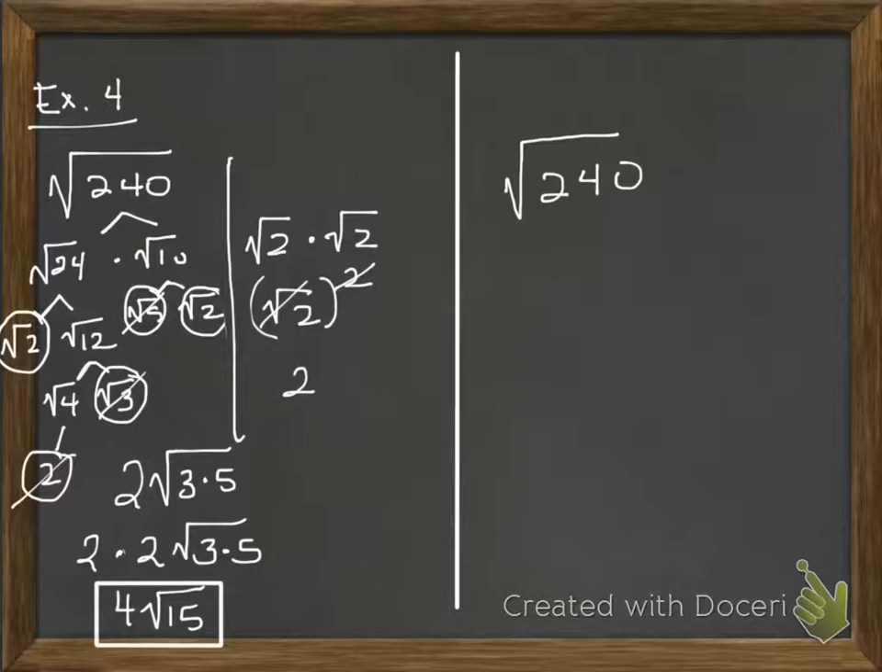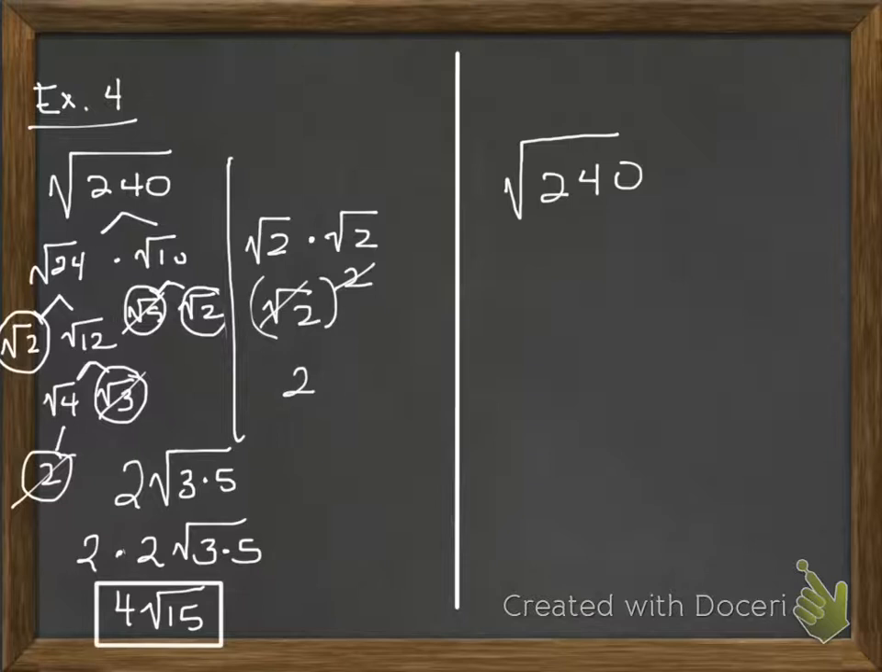Alright, so like I said, you start at 225 and you divide 225 into 240. 240 divided by 225. Does it go evenly? No. So then I work my way up the chart. Does 240 divide by 196? No. Okay, does 240 divide by 169?